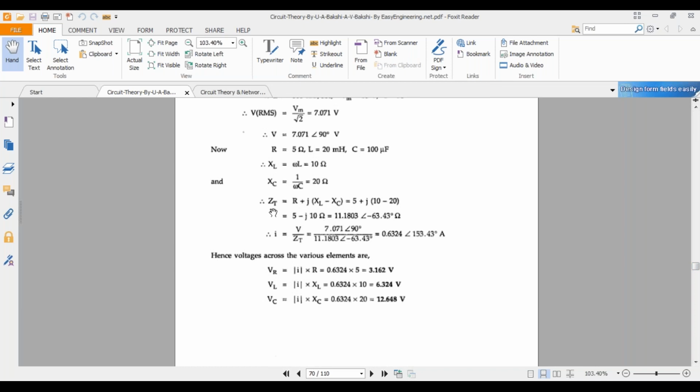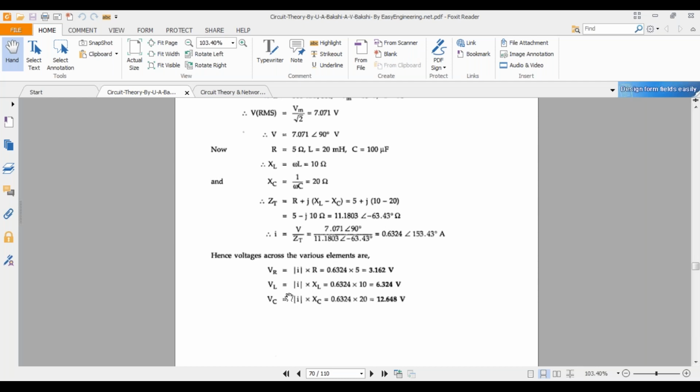Now the total impedance of the series RLC circuit is equal to the resistance part plus the total reactive part. By substituting that one, we can calculate this. But keep in mind that while doing the calculations here, divisions and multiplications are to be done in polar form. Additions and subtractions are to be done in rectangular form here. You must compulsorily follow that.